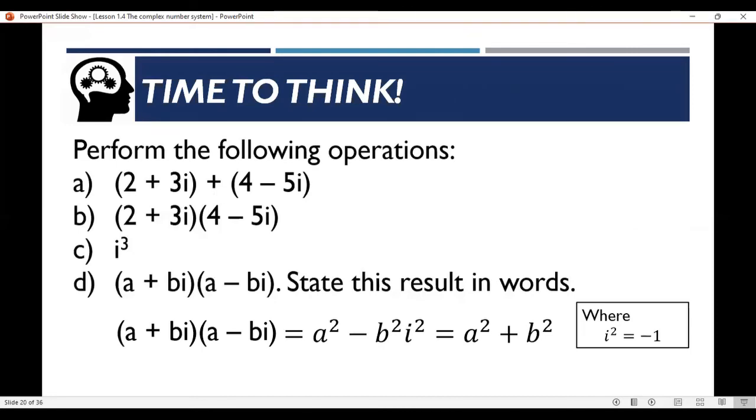Yes. 2 plus 4 is 6. Tapos, 3i minus 5i is negative 2i. So, 6 minus 2i. Letter B, yung product naman ng 2 plus 3i and 4 minus 5i.